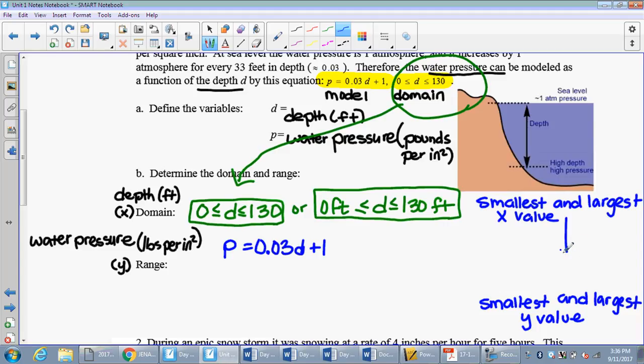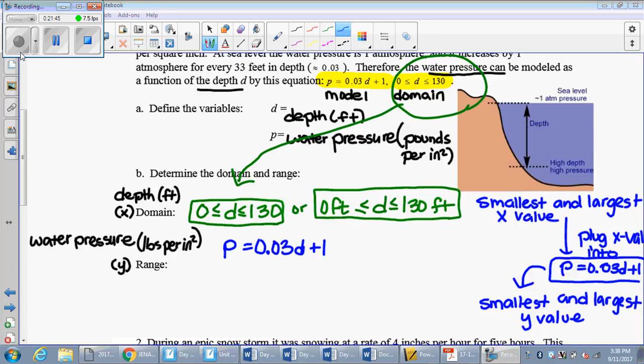we are going to plug x values into P equals 0.03D plus 1. This is the key step here to actually get these y values. We've got the smallest and largest x value. We're going to plug them into this model to find our y values.